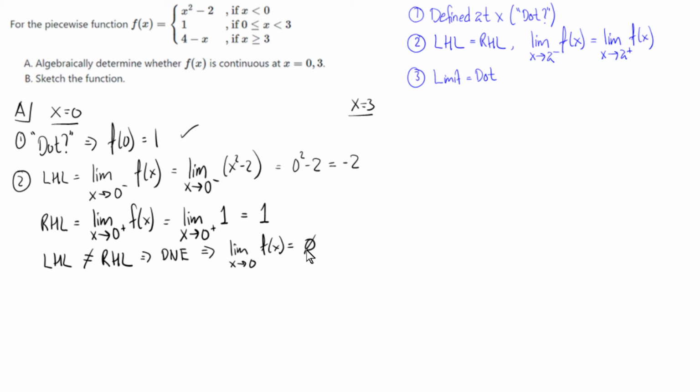Let's do the same thing for x equals 3. Okay, so x equals 3. Let's just leave it here then. We're going to go through the same steps. So obviously when x equals 0, we never get to step 3 because there is no limit. So we will never evaluate whether the limit is equal to the dot. So we can actually say criteria number 3 is not applicable here because we failed criteria number 2.